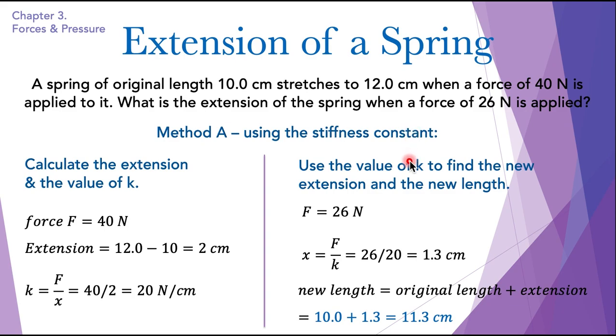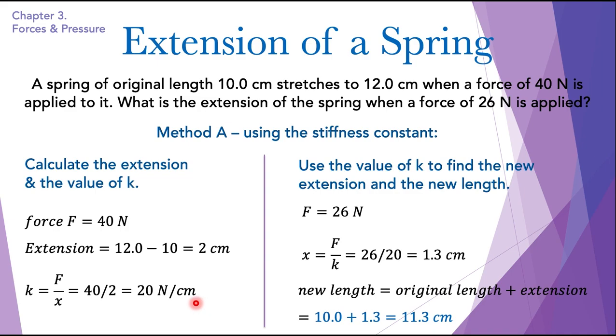So the first method to answering this question is by using the stiffness constant. First we're going to calculate the extension and the value of K. By K we mean the spring constant. So force is equal to 40 Newton and the extension would be 12 minus 10, and we get 2 cm. So here we have the force and the extension. To find the spring constant, we're going to use both the values. So what we're going to do is divide force by the extension, and basically you divide 40 by 2 and we get 20 Newton per centimeter. So this is the stiffness constant. This is basically the spring constant.